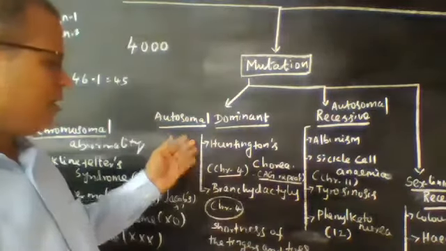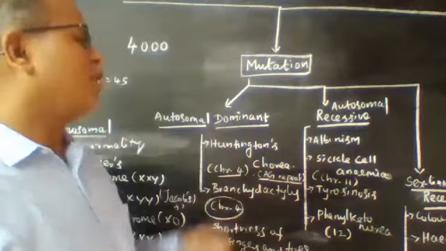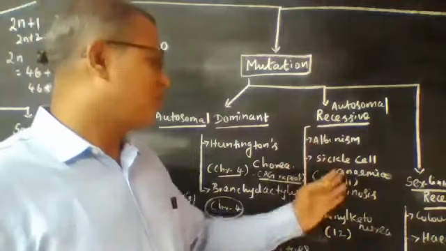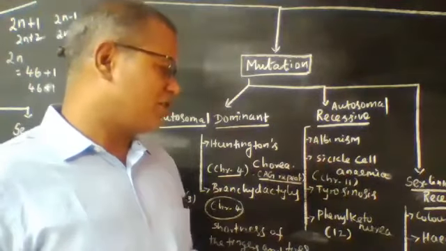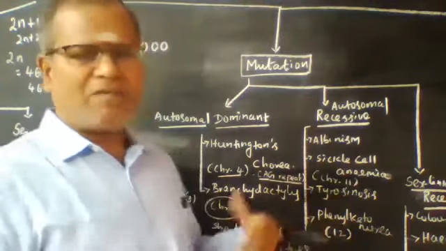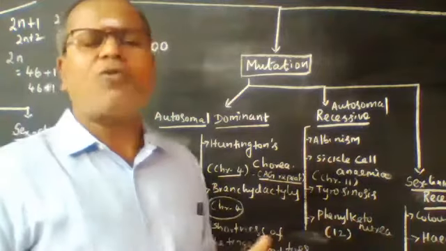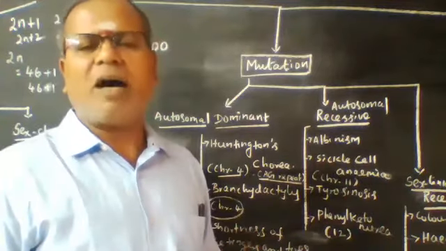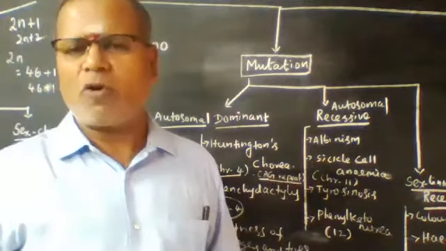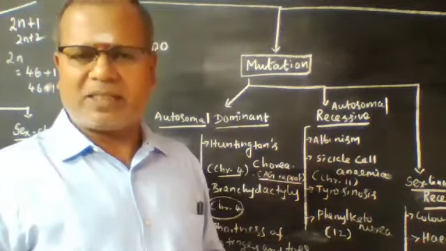Huntington's chorea and brachydactyly are examples for autosomal dominant. And autosomal recessive examples are albinism, sickle cell anemia, tyrosinosis, and phenylketonuria. Tyrosinosis is a defect in tyrosine metabolism. Phenylketonuria is a defect in the metabolism of phenylalanine. Sickle cell anemia is abnormal hemoglobin production. Albinism is lack of melanin pigment in the skin.